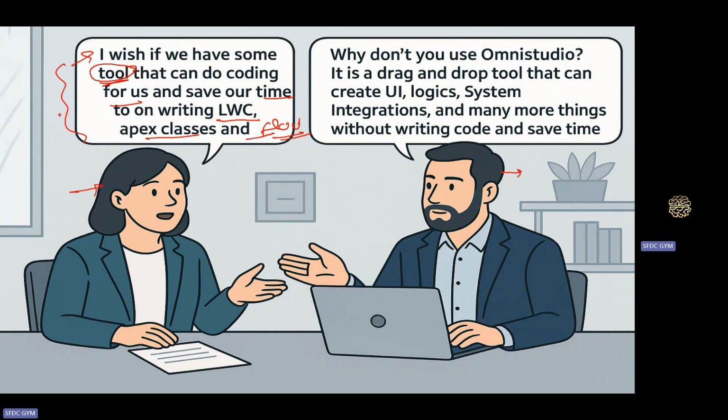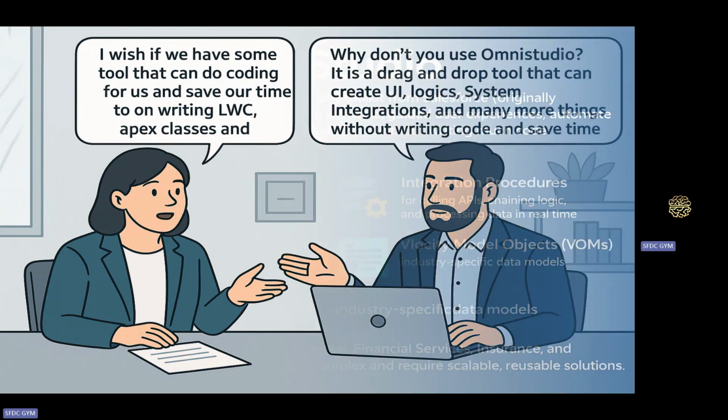She's discussing this in an open forum, a bigger forum where other architects from her company are present. Now, the solution: she's asking for a tool, so he suggested, why don't you use OmniStudio? That means OmniStudio is a kind of tool you can use to drag, drop, and create UI to handle complex logics, system integrations, and many other things as well. And this doesn't require writing a single line of code. So the answer to our pain areas that we discussed in the previous slide is that we can use OmniStudio to bypass all those complexities.